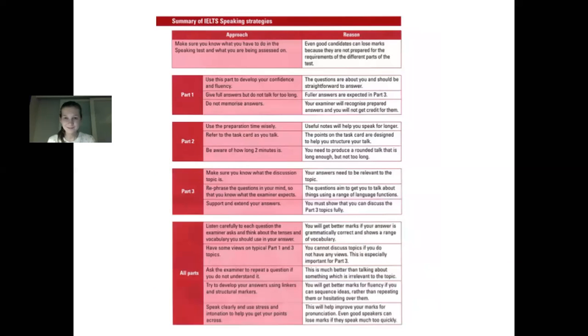Now, even if you make a few mistakes in there, you're not going to lose many marks in the speaking because you're very good at it. You're very good. It's excellent. You're one of my star students, actually. Oh wow. Yeah, you are.